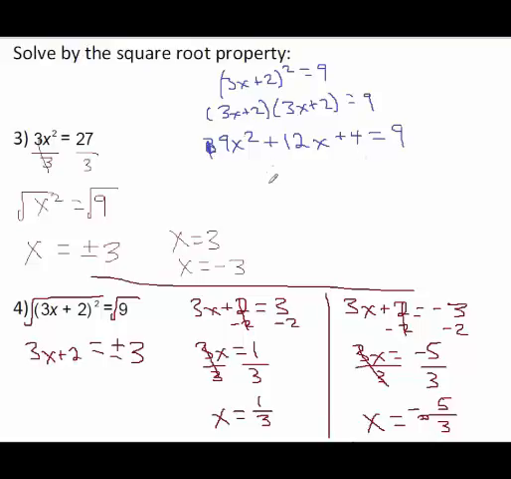equals 9. And then to set it equal to 0, let's subtract 9 from each side. We've got 9x squared plus 12x minus 5 equals 0. And then if you'd factor it, well, it would be more complicated because you'd have to, I imagine, get 3x on this side and 3x on this side to multiply up to 9x.